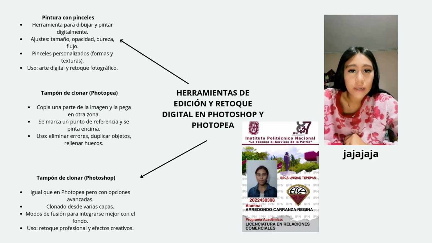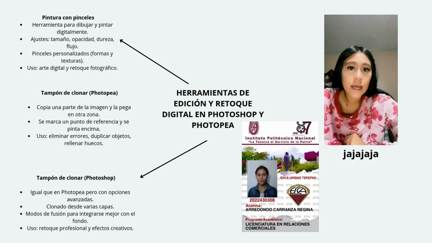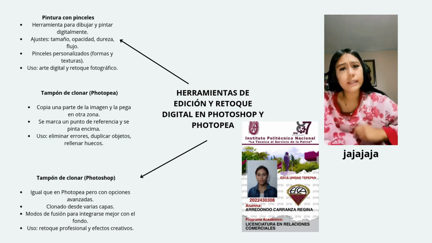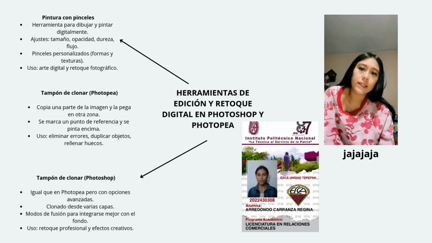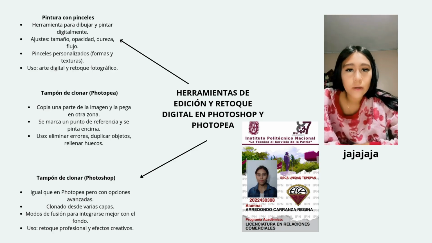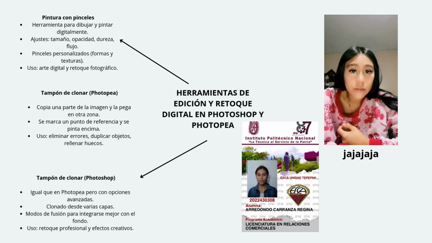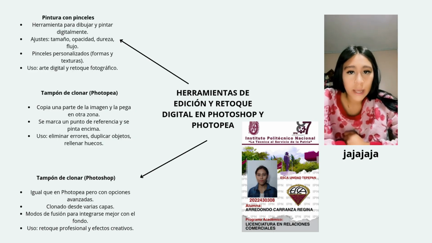The second tool is the clone stamp in Photopea. The clone stamp is like copy and paste, but with a twist. It works like this: you mark a reference point in the image, and then when you hover over another location, that content is copied over the new area.